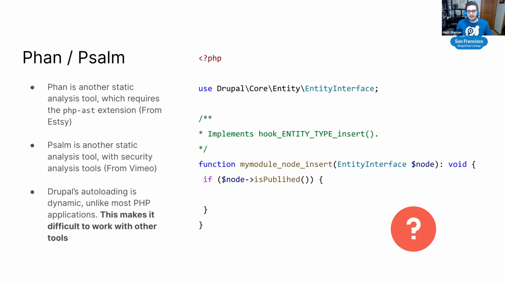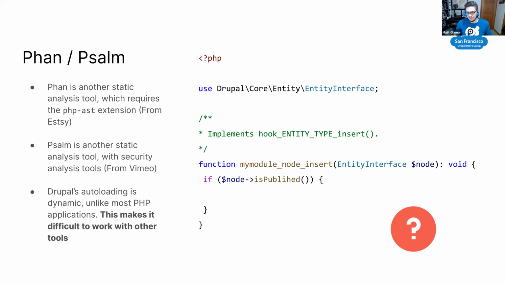When you do static analysis, you take the code as written words and it gets converted into a syntax tree. There's Psalm, which is another static analysis tool. It does not require the AST extension. Psalm is built by Vimeo, and it has a higher focus on security. Not higher focus, but it has some really cool security integrations.